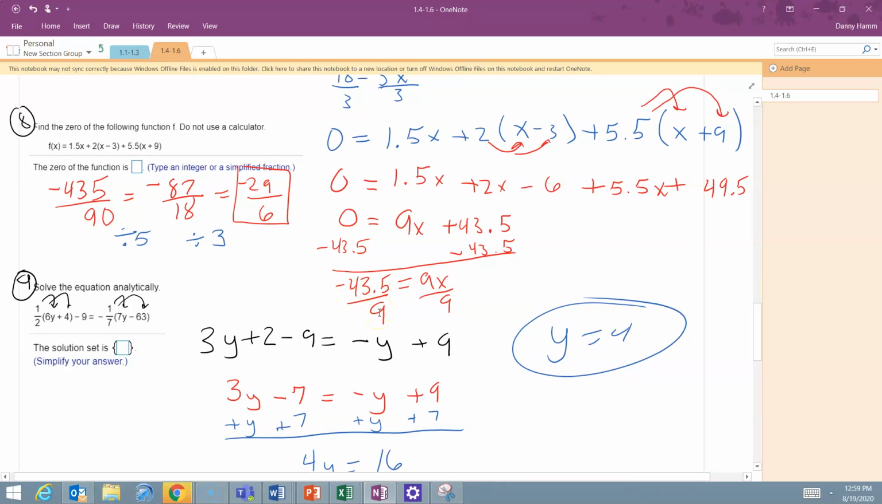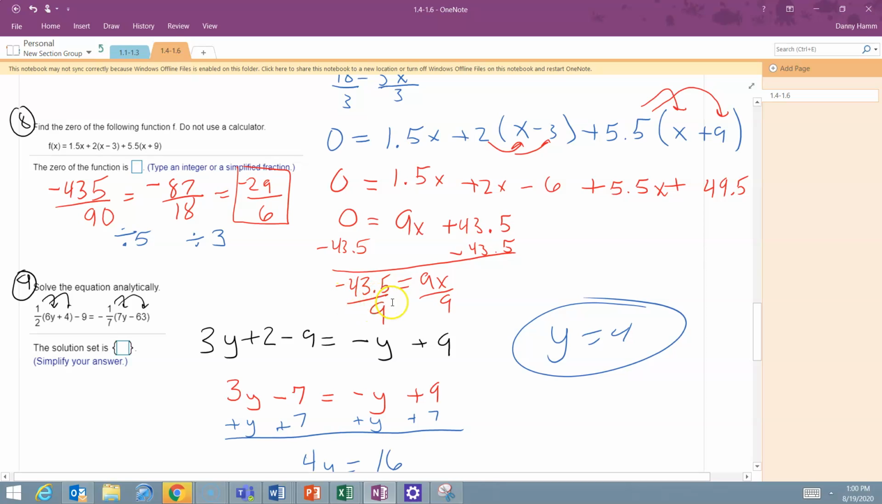Now, some of you might put that into your answer and get it incorrect. It's because it's asking for a simplified fraction. And as you can see, negative 43.5 over 9 is simply not a simplified fraction. That's just rude and ugly to have to put a decimal on top. Seriously, who does that? It's 2020.